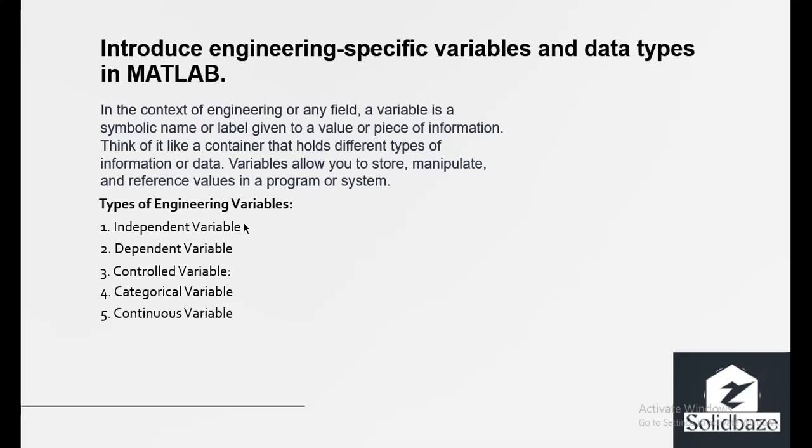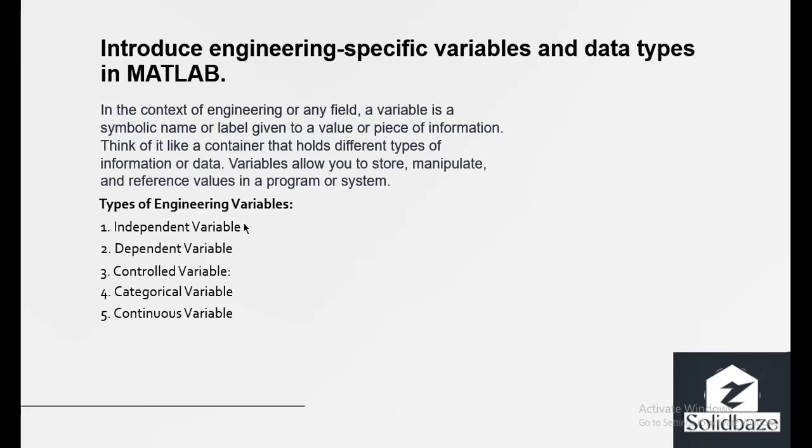Then we have what we call the continuous variable. Now, in the design of a bridge, the continuous variable could be the length of the bridge or the amount of load it can bear. So in such a scenario, the length of the bridge and the amount of load it can bear can be continuous variables. And these are variables that are being utilized in the engineering field.